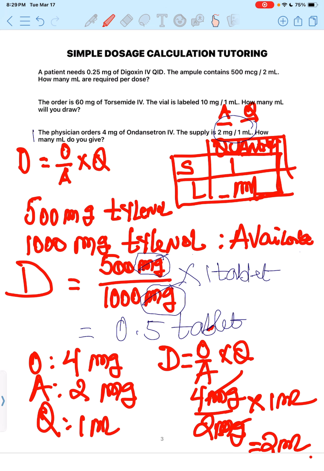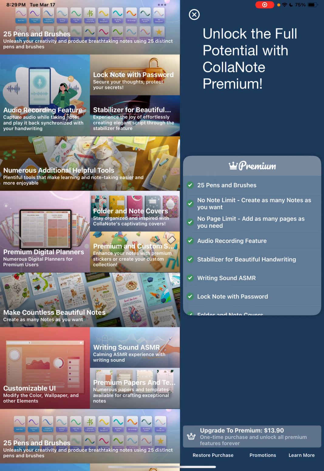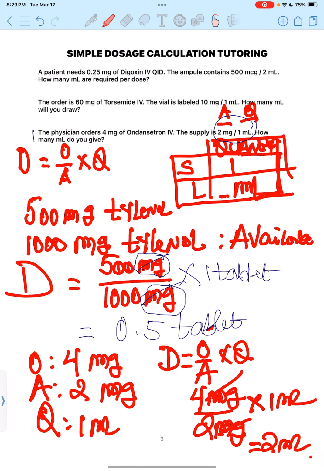Does it make sense? Remember, dear friend, that your available and your quantity always run together. Don't forget that one. Your available and quantity always go together. All right? So let's look at this one here. We're going to look at this problem. You see? So which one is your order?